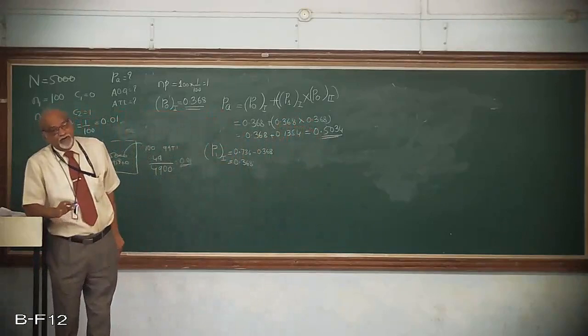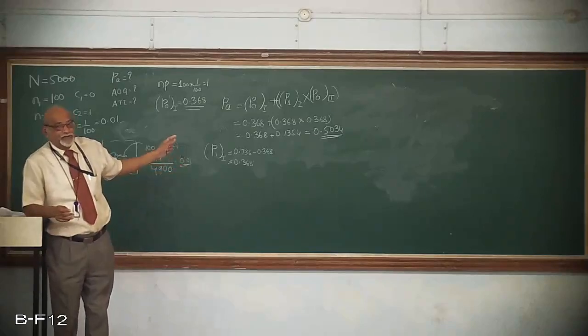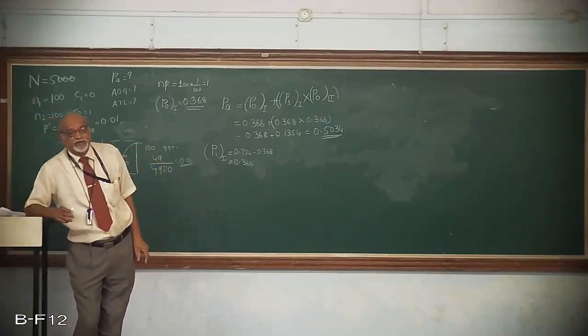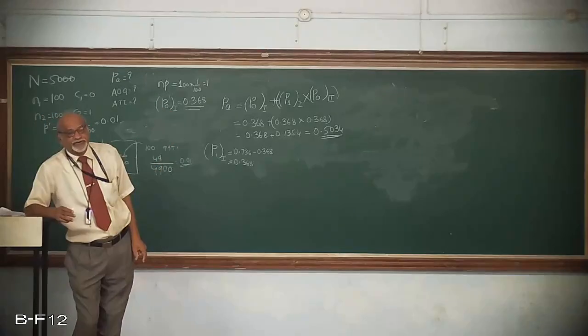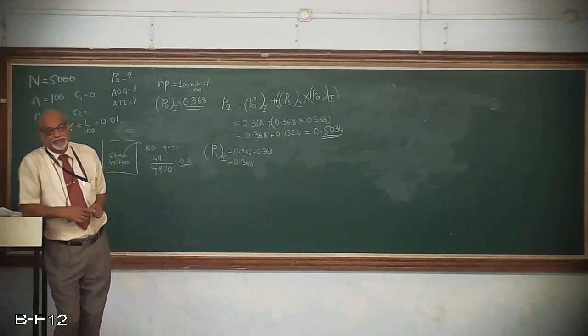Out of 50 rejected lots, how many were rejected after taking the first sample and how many after taking the second sample? How do you find out? This is a very easy way to find out. When you take the first sample, how many lots will be rejected? That means I need to find the probability that it contains more than one defective. Is it understood? That is how it should be calculated.